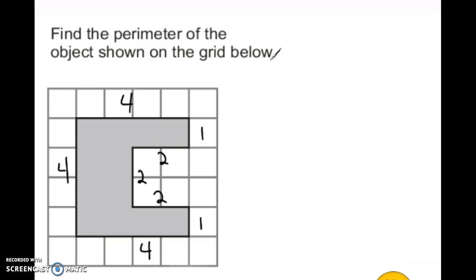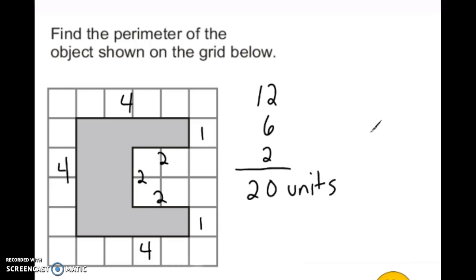We have 3 4s, and 3 times 4 is 12. We have 3 2s, and 3 times 2 is 6, and we have 2 1s, which gives us a sum of 2. Adding all of these numbers together, we still come up with the answer of 20 units. That would be the perimeter of the object shown on the grid.